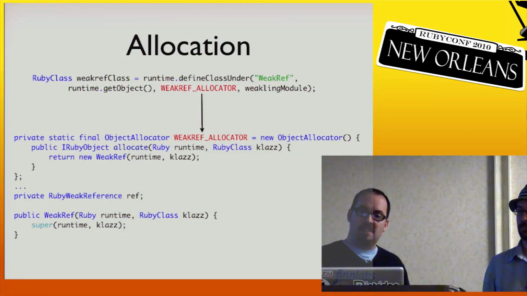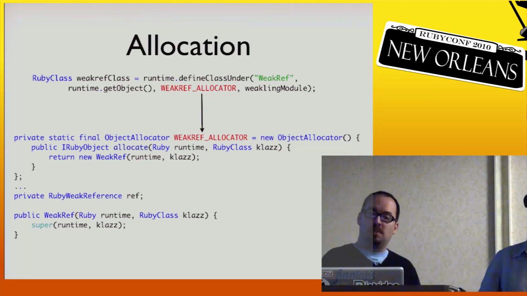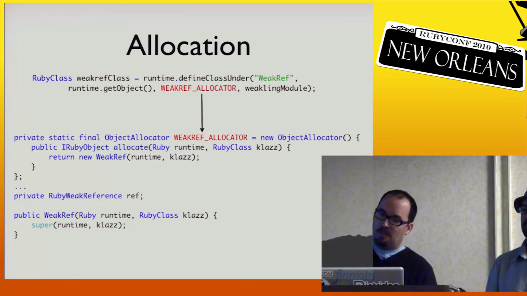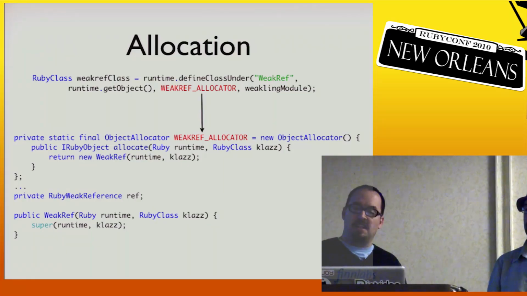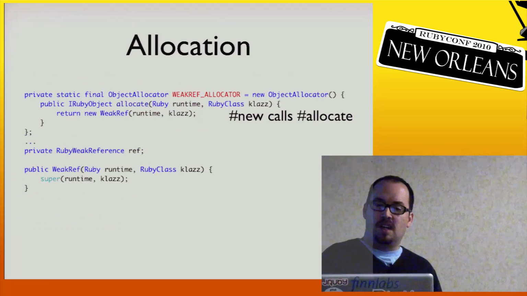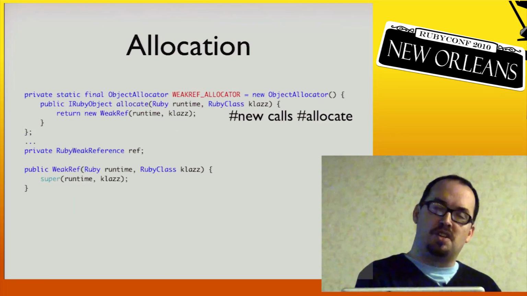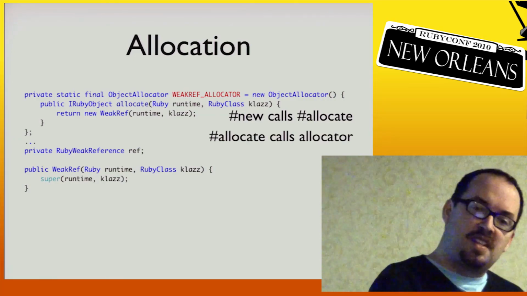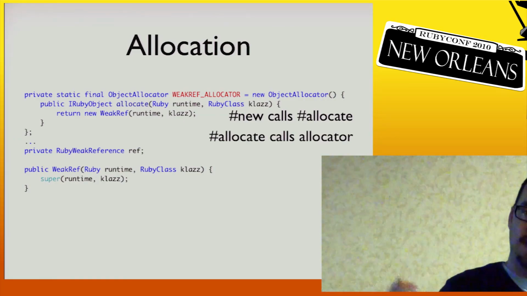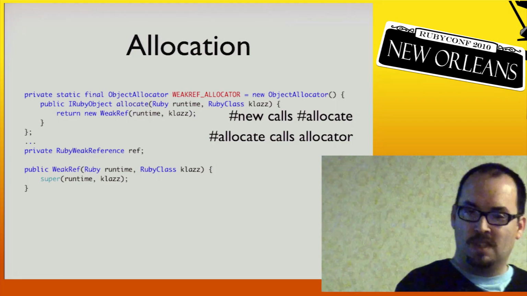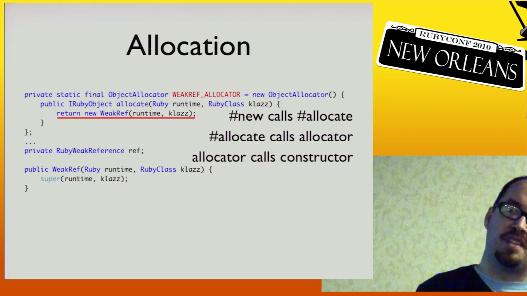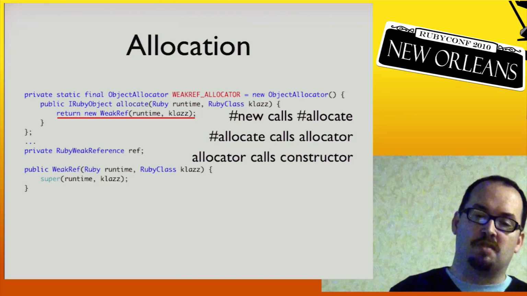I'll talk about allocation. Remember back in load, we specified that there was a weakref allocator. There's the Java code in its entirety. Let's walk through the allocation sequence. When you call weakref.new, that in turn calls allocate. Allocate then asks for what the allocator is, and there it is. It executes the allocate method, which then constructs a new instance of the Java weakref class.